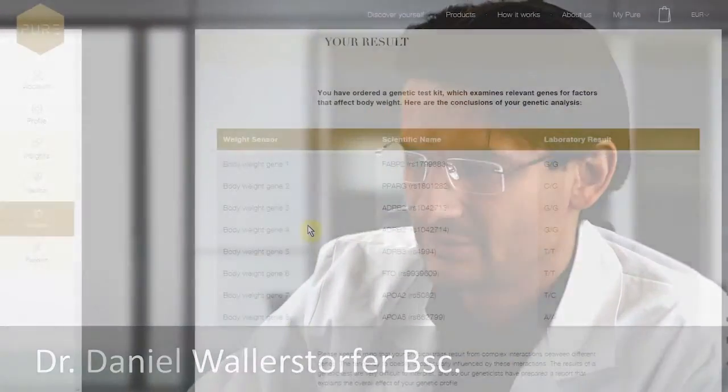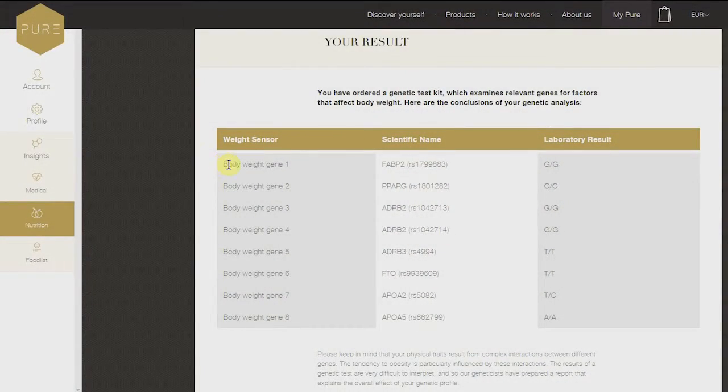And we simplified the name into body weight gene 1, 2, 3, and 8. If you talk to an expert, you would want to use the scientific name so that they know what you're talking about. And these are very technical names. So FABP2, which stands for fatty acid binding protein 2. And this here is the catalog number of the genetic variation. And this is the laboratory results.